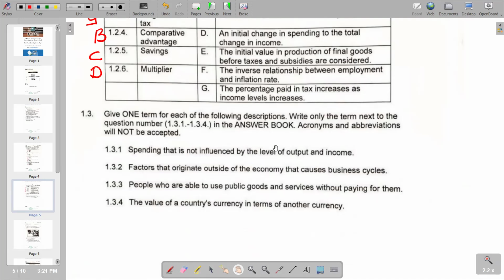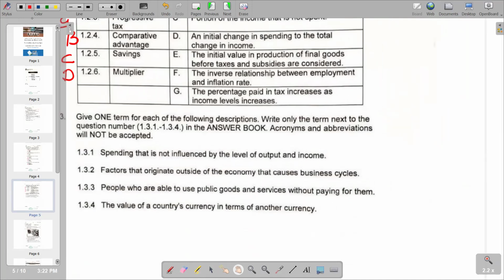Remember, autonomous spending is spending that occurs even if the income level is zero. Even if your income level is zero, you make that expenditure of autonomous spending. So it does not vary with the level of your income. So that's the correct term that we have, autonomous spending.